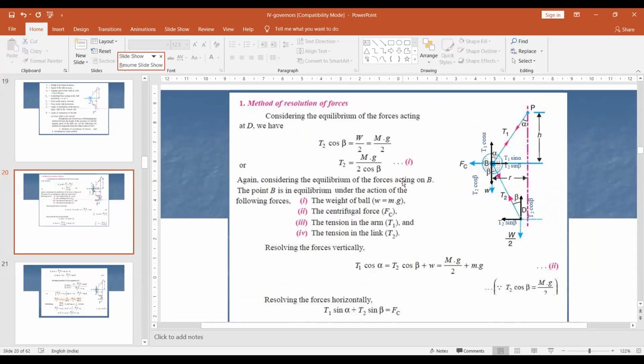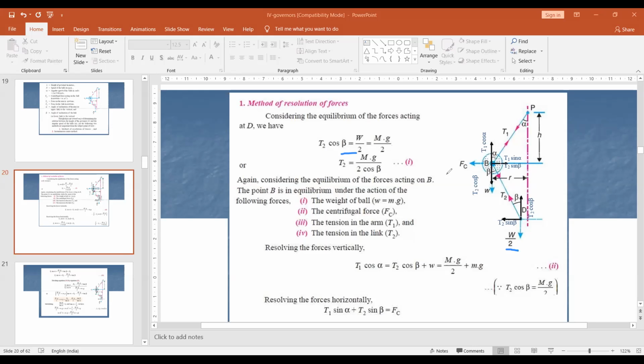Considering the equilibrium of forces acting at point D, what are the forces there? W by 2, and another force is the tension at D. Let us take only the vertical components. So the vertical component gives T2 cos beta equals W by 2.